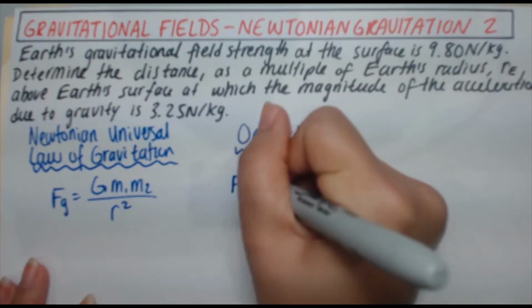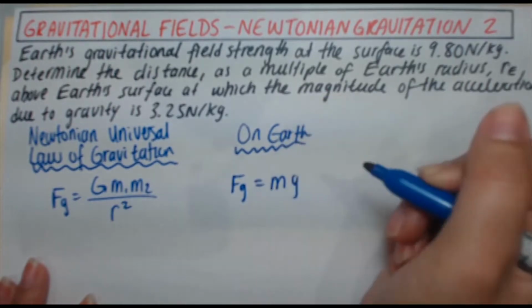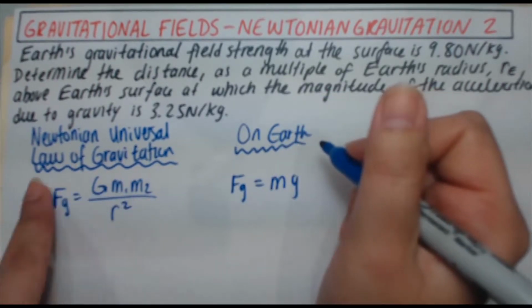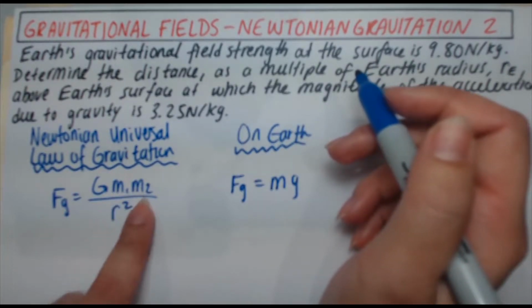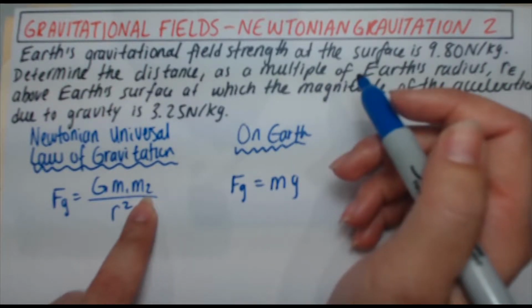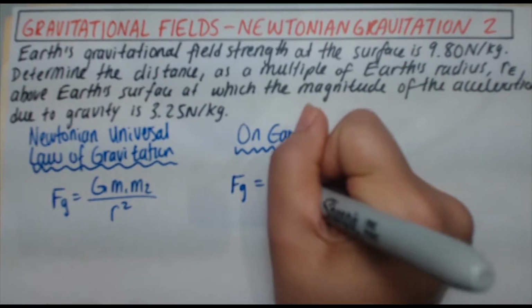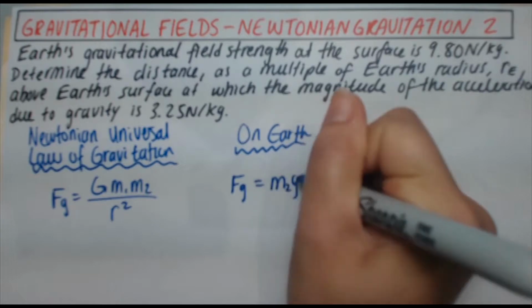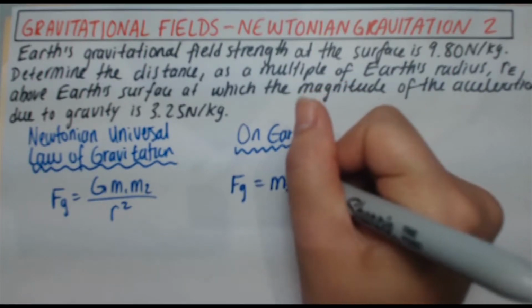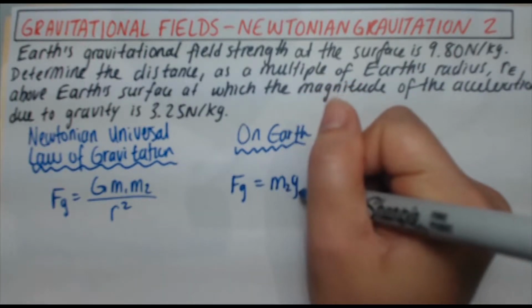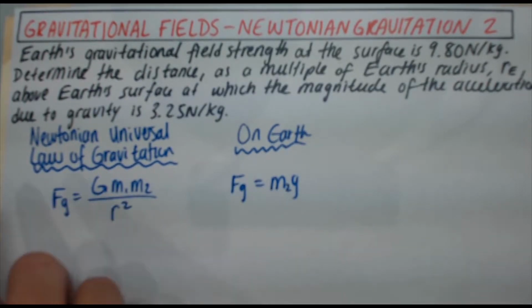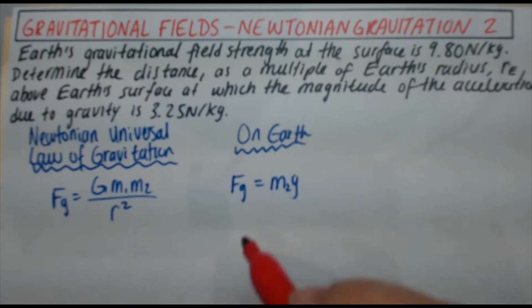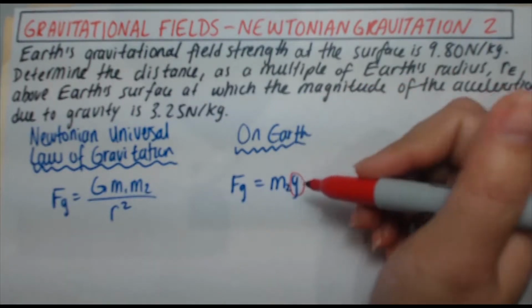We just say that Fg is equal to mg. Okay, so let's say that in this original formula, we use this one on Earth. Then mass 1 would be the mass of the Earth, and mass 2 would be the mass of the other object, in this case like a satellite. So we can say that Fg on Earth would be equal to m2g because the g already takes into account the mass of the Earth, the distance between their centers, and the gravitational constant.